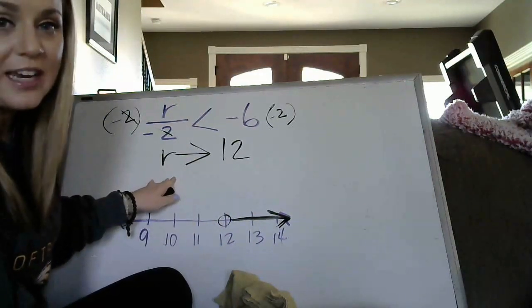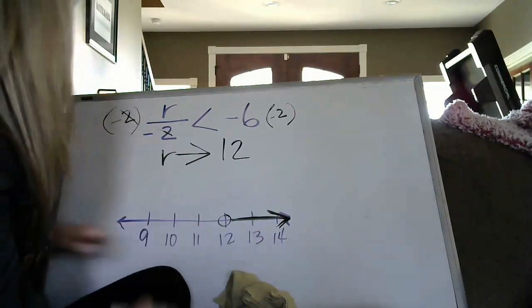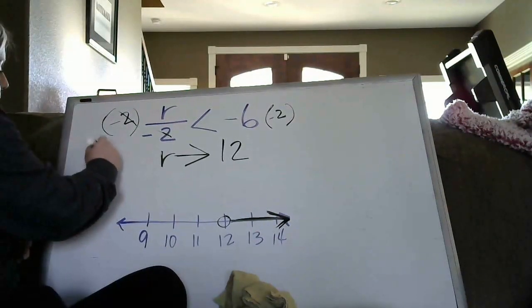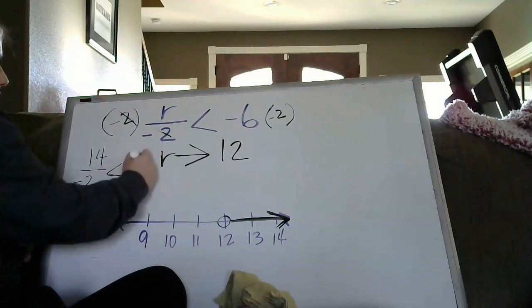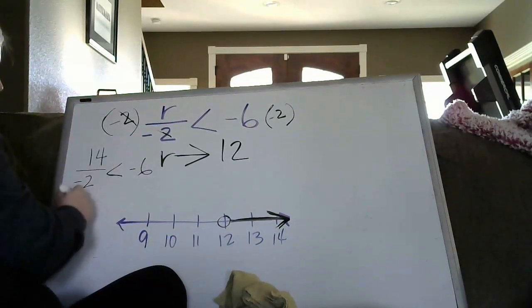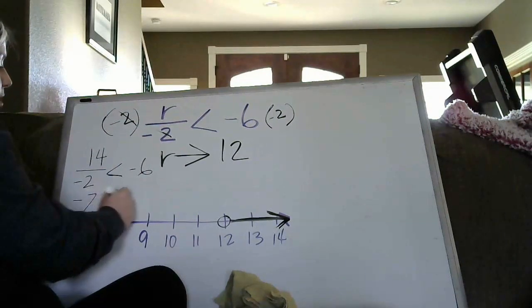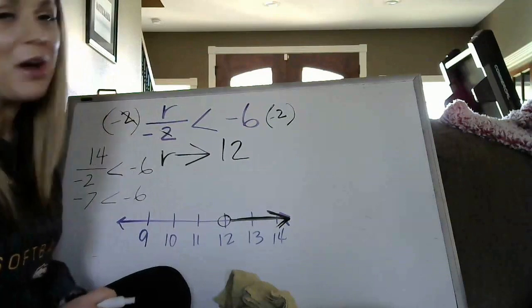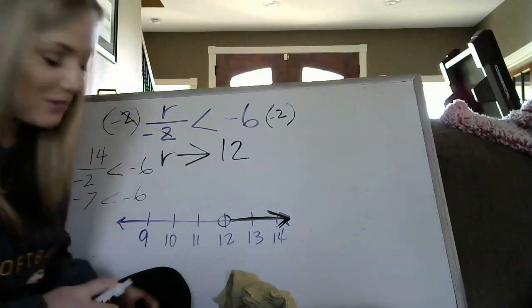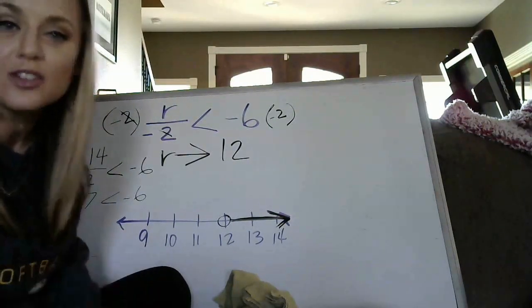And you can check it if you wanted. We could choose 14. We could do 14 divided by negative 2 and see if it's less than negative 6. 14 divided by negative 2 is negative 7, and we know negative 7 is less than negative 6. So that does work.